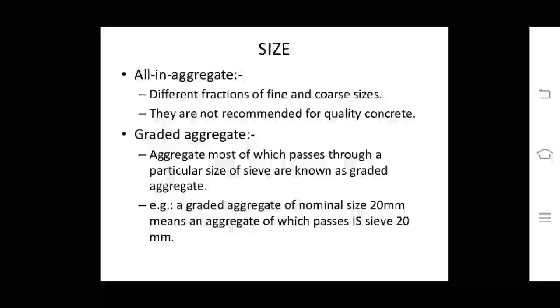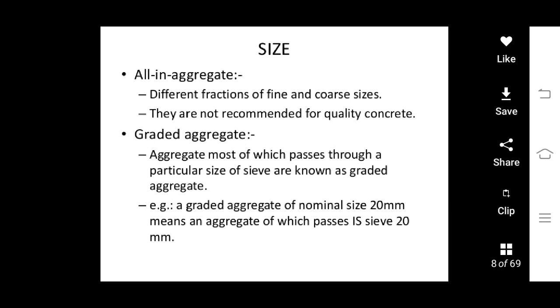The next classification based on size is all-in aggregates, which have different fractions of fine and coarse sizes. They are not recommended for quality type of concrete. And next is graded aggregate. Aggregate, most of which passes through a particular size of sieve, is known as graded aggregate. For example, a graded aggregate of nominal size 20 mm means an aggregate which passes IS sieve 20 mm.